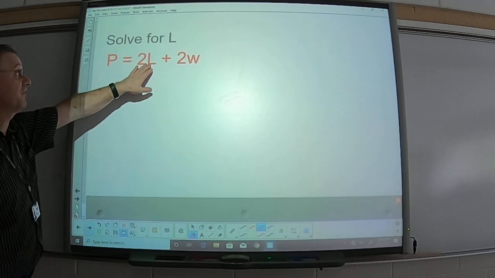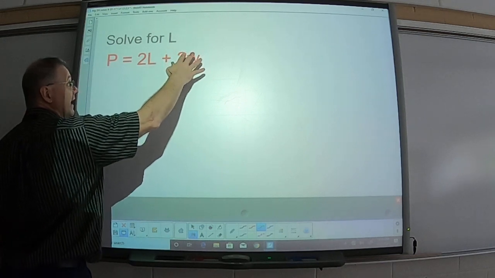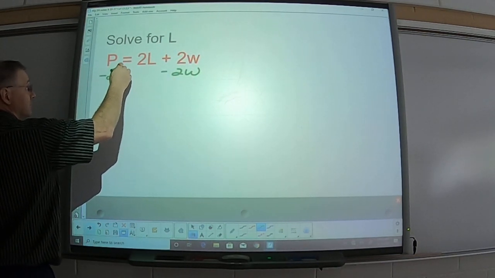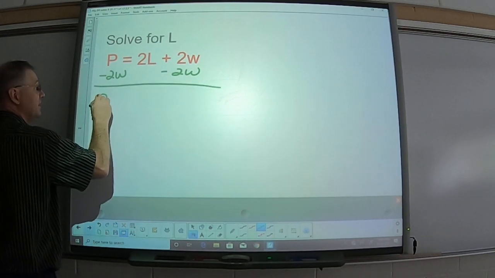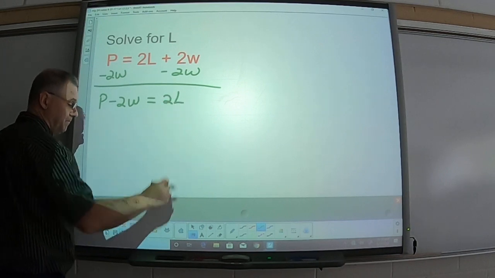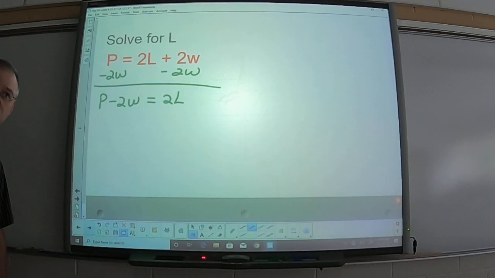You treat it as if L were the only variable there. Well, you'd get rid of what's being added to it by subtracting 2w from both sides. So that gives you P minus 2w equals 2L. Now, I might switch sides every once in a while of the equation, and you'll see what I mean by that in the next line, but it means the same thing because with equations, you're allowed to switch the sides.